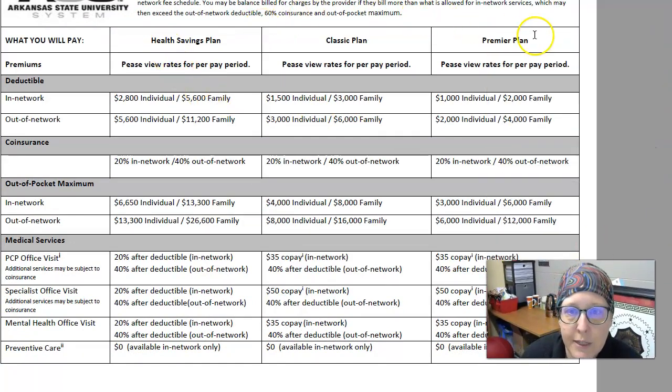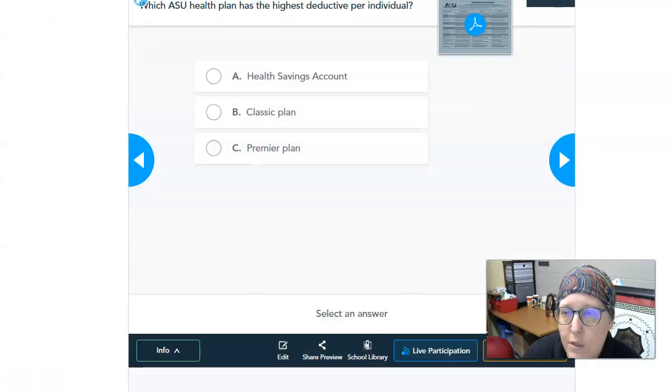And so there are 3 plans here at ASU: Health Savings, Classic, and the Premier plan. If you're in network, the deductible in the health savings plan is high, it's $2,800 per individual and $5,600 per family, and the classic plan is $1,500 per individual and $3,000 for family, and the premier plan is $1,000 per individual and $2,000 for the family. Now, of course, as you'd guess, this one has the cheapest premiums, this one has the most expensive premiums. So that gives you kind of an idea of what's going on there.